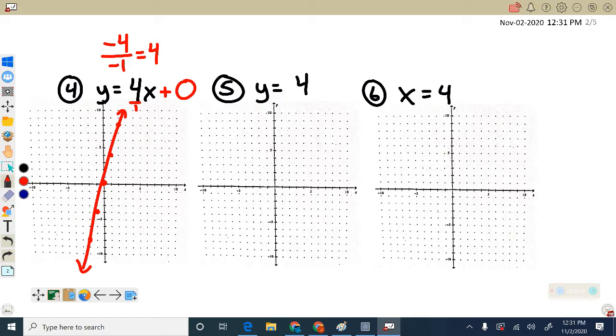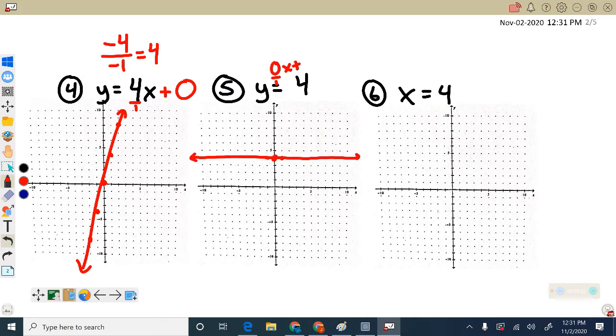Now number 5 here, instead of 4x plus 0, well hey, look, this one has no x's. 0x plus 4. So that means 4 is your b. That's where you begin. And if we have a slope of 0, that means 0 over whatever number, so I'm not rising at all. I'm only running. So I'm going up 0 and to the right some value. That's going to give me a horizontal line just like that because your slope is 0.